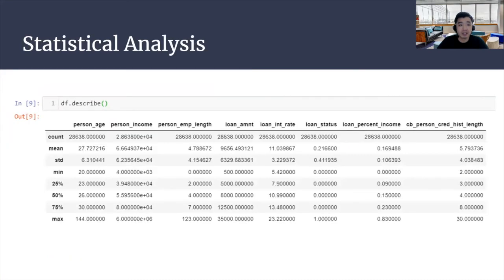Next, it will be the statistical analysis. By using the df.describe command, it will provide us with a summary of the statistical analysis. As you can tell from the slide here, for the 12 different variables, it will provide us the mean of each variable, the standard deviation, the minimum, maximum, and also the 25%, 50%, and 75% quartiles.